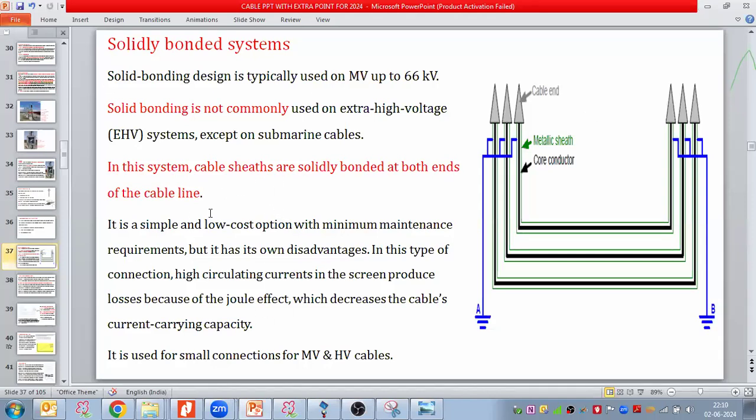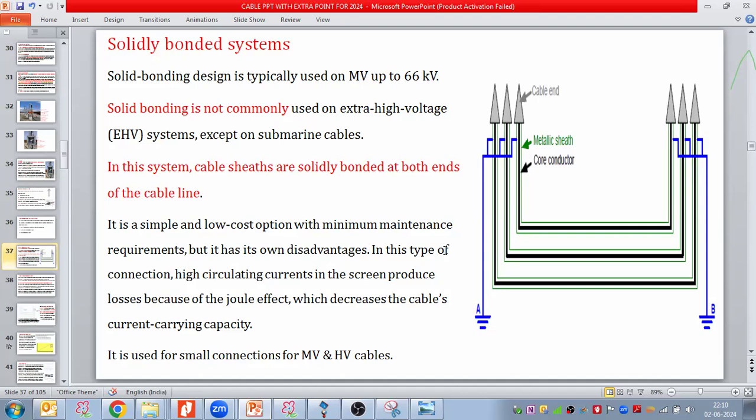So it is not even used for EHV cables. In this system, cable sheaths are solidly bonded at both ends of the cable line. It is simple, low cost, with minimum maintenance requirement, but it has its own disadvantage.